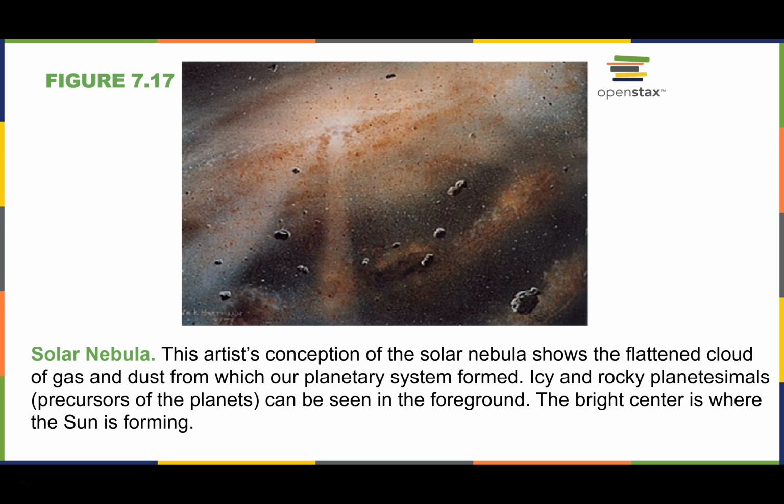So this is an artist's rendition of maybe what things would have looked like in what was going to become our plane of the ecliptic, early on before the sun turned on. Remember when the sun turned on, when it became hot enough to fuse hydrogen to form helium and release energy, then it got the solar wind, which cleared the outer regions. So this would have been early on. This is called the solar nebula.